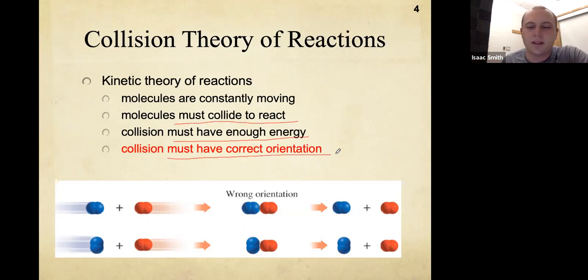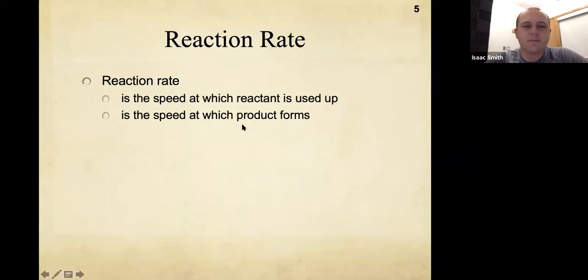So really, what I want you to know from this is just that you need enough energy and the molecules need to collide in a correct orientation for the reaction to happen, okay? All right. So reaction rate is going to be the speed at which a reaction happens, okay?